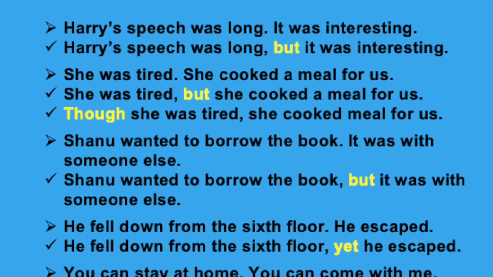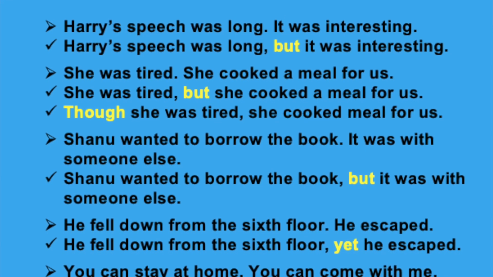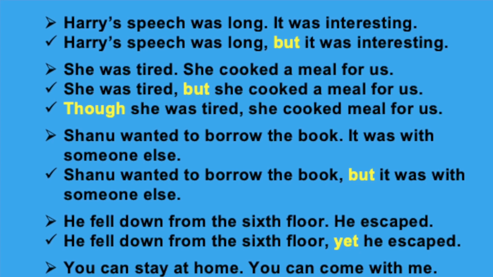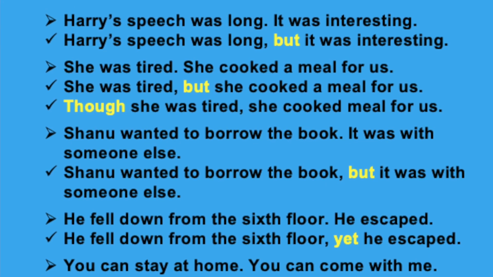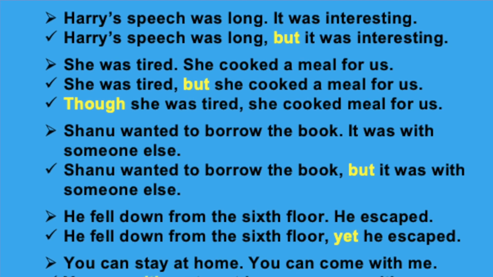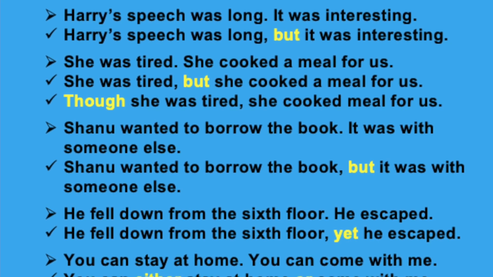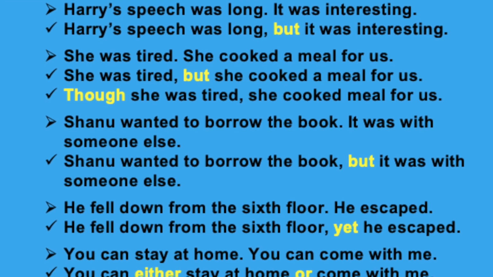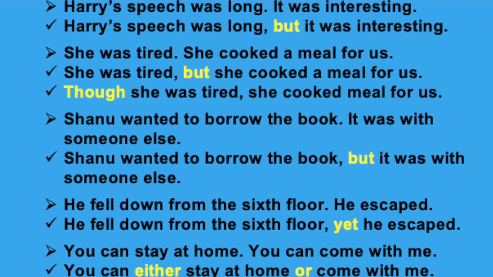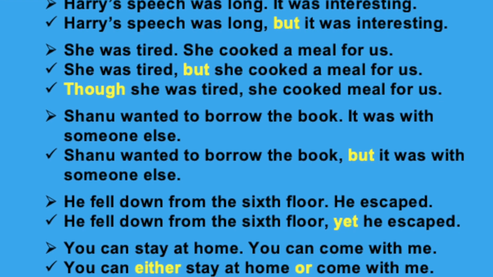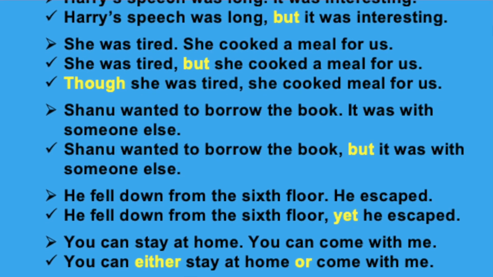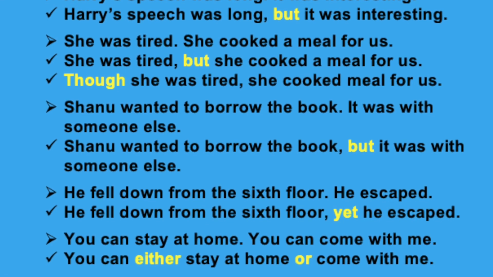Here we use but to bring two contrasting ideas together when the second part is different from the first. See these sentences. She was tired. She cooked a meal for us. You can use but. She was tired, but she cooked a meal for us. If you say, though she was tired, she cooked a meal for us, it's also correct. So you can use though or although here. It is also correct.